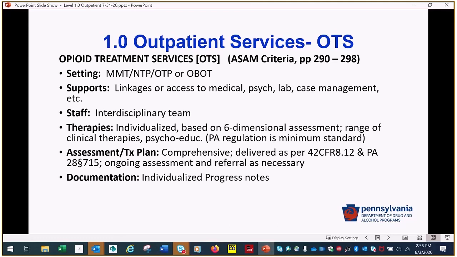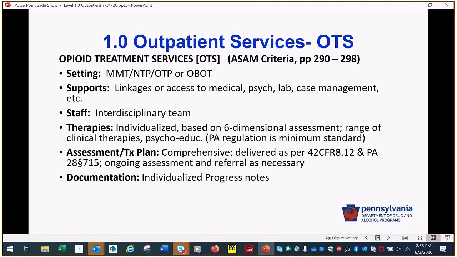criteria 2013 text. As outlined on the slide, the setting for these services are most usually opioid treatment programs, also historically referred to as narcotic treatment programs, NTPs, or methadone maintenance programs, or they may also be office-based opioid treatment providers, or OBOTs, which are community physicians who are waivered to prescribe buprenorphine.